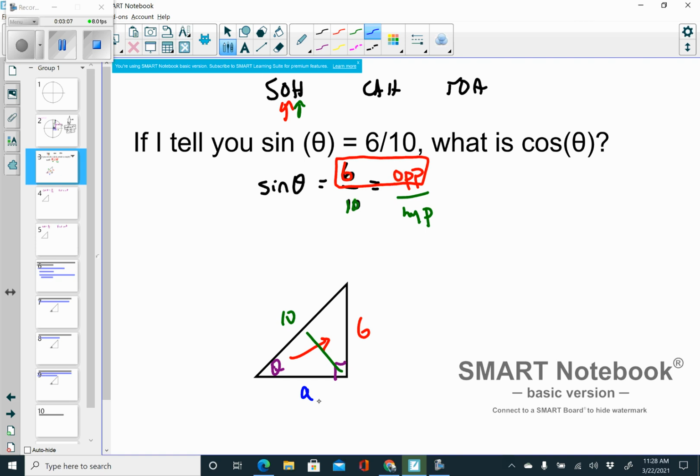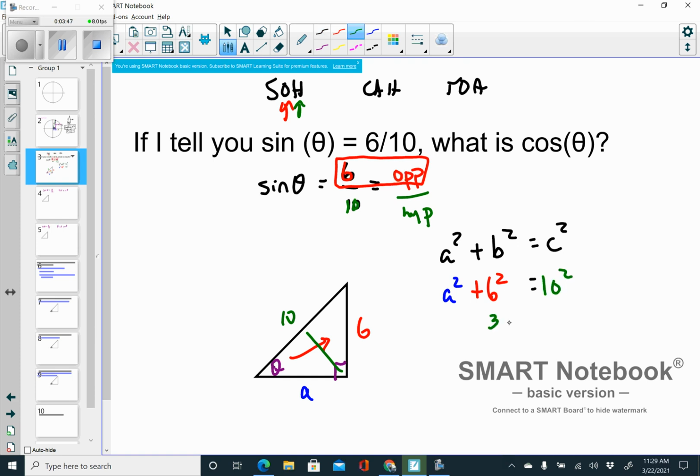So now we're going to use that theorem that we just learned: a squared plus b squared equals c squared, which is our Pythagorean theorem. Now all we're going to do is plug numbers in. Our a we don't know, so I'm going to write a squared. Then plus b, which is 6 in this case, so plus 6 squared, is equal to, and my c is my longest side, which in this case is 10. So I'm going to do 10 squared.